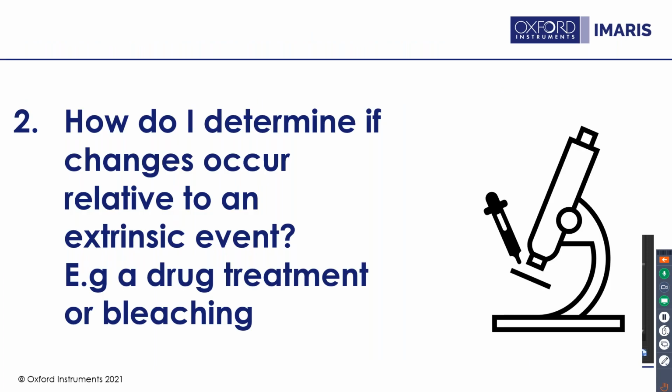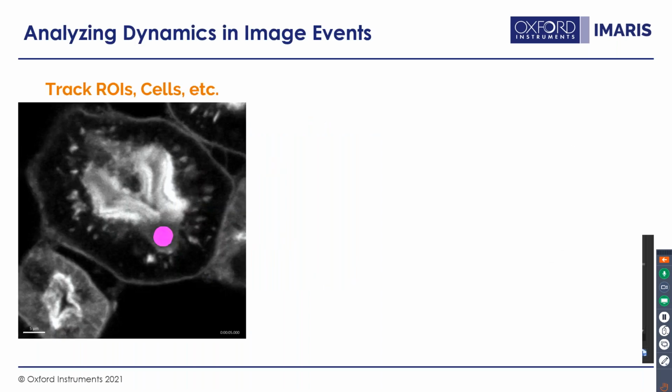Now you can say, but I don't have any of that happening, Meredith, but I am applying a drug or I'm bleaching something within my image. So do you have events for me? And yes, we do have events for you. I realized my number didn't change, that's okay. This is number 3 for events, and these events we call image events. They're oftentimes extrinsic things that are happening, like a laser ablating something or bleaching or delivering a drug.